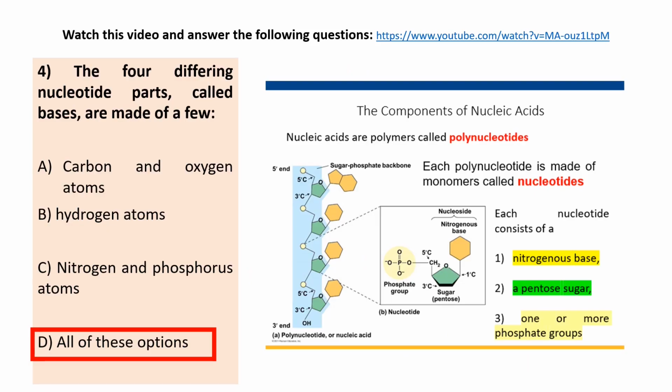So the correct answer will be, if you see carbon and oxygen atoms, so here you can see an oxygen, you can see a carbon, so this is true. Here you can see a hydrogen, the H means hydrogen, nitrogen and phosphorus. So here you can see the phosphorus, and these nitrogenous bases mean that they have nitrogen too. So all of these are true. So the right answer will be D, all these options.